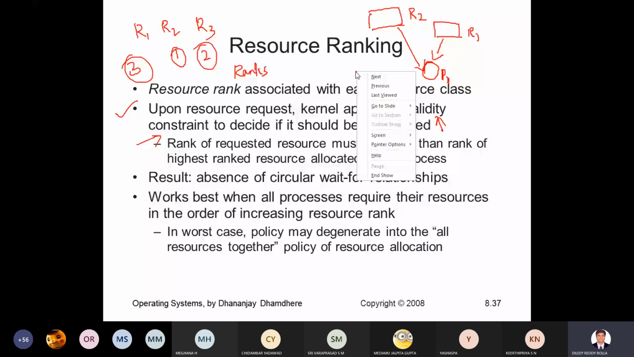Upon the resource request, who is going to do this? The kernel will apply a validity constraint. Whether it's valid or not, it will check. Which one? The kernel will check. Why does it have to check? To decide whether we should consider this or not.